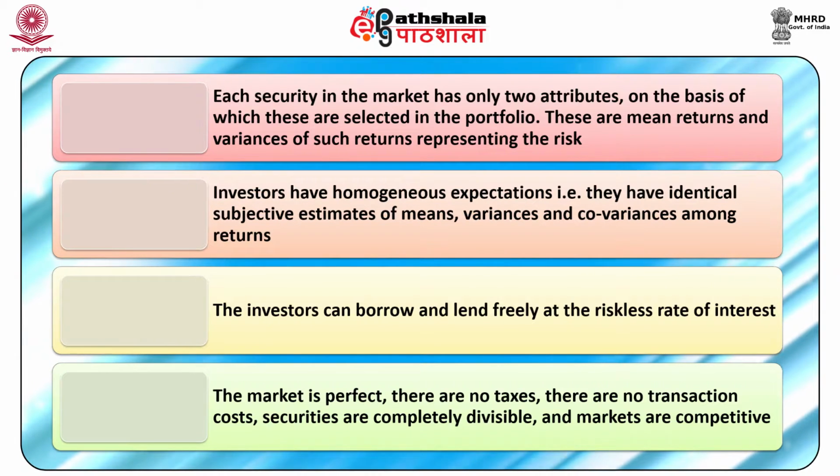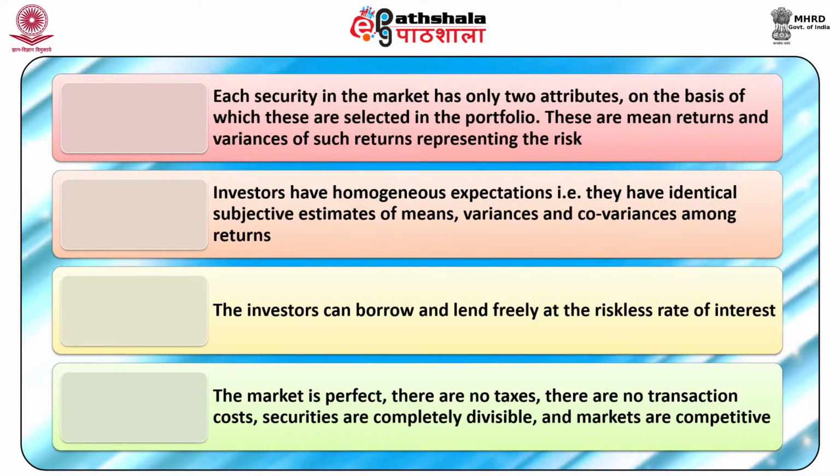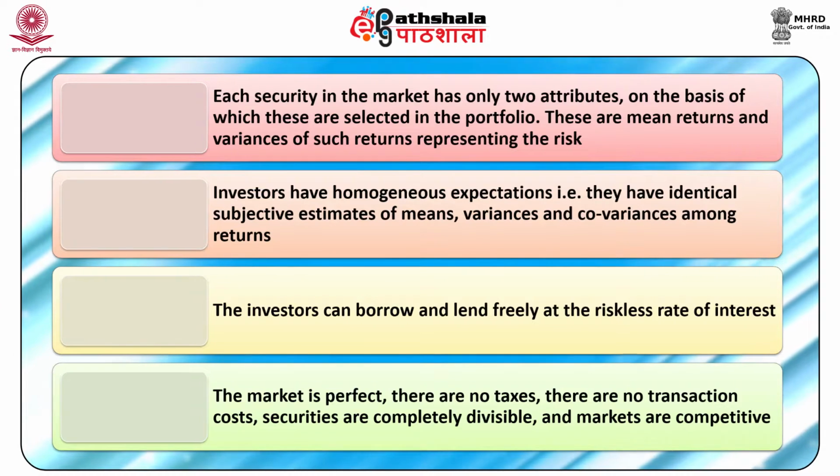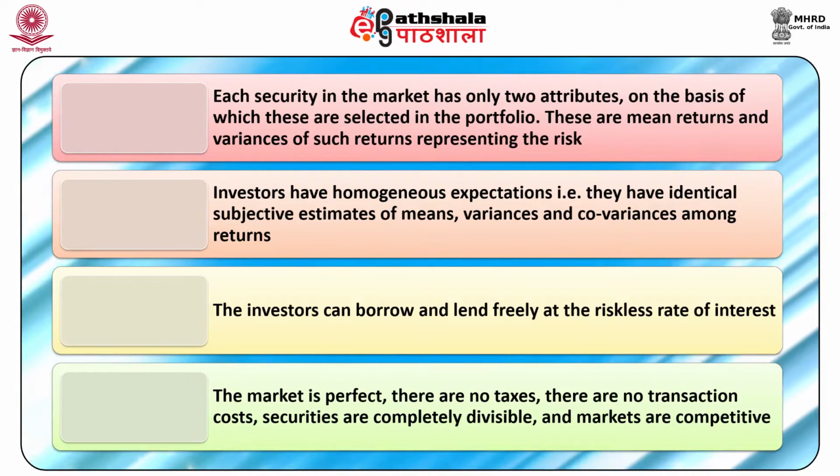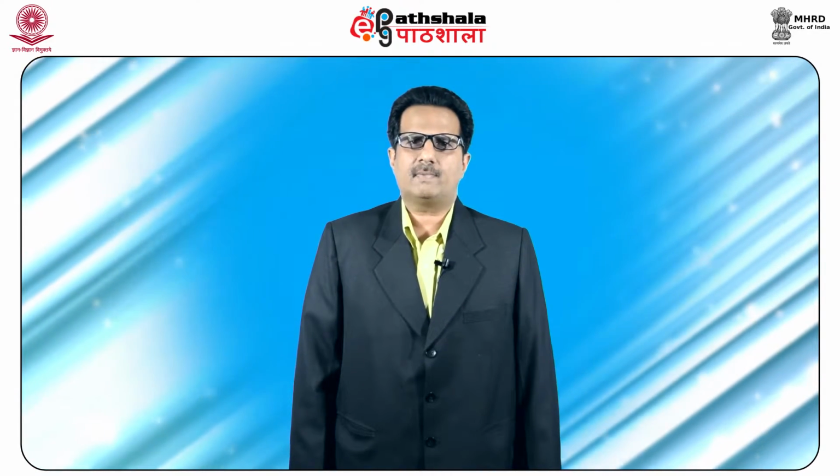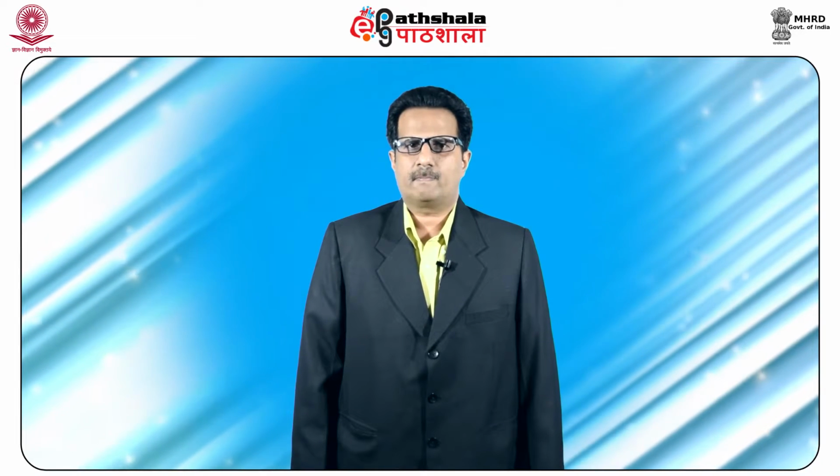Number five, the investors can borrow and lend freely at the riskless rate of return. Number six, the market is perfect. There are no taxes, there are no transaction costs, securities are completely divisible and markets are competitive. Number seven, the quantity of risky returns in the market is a given.